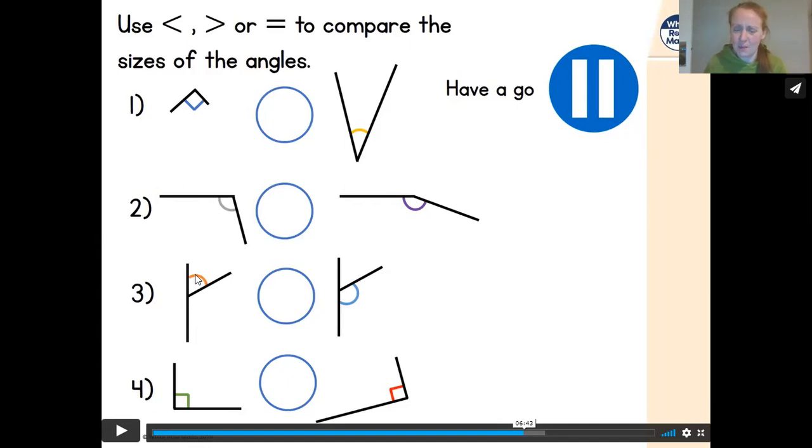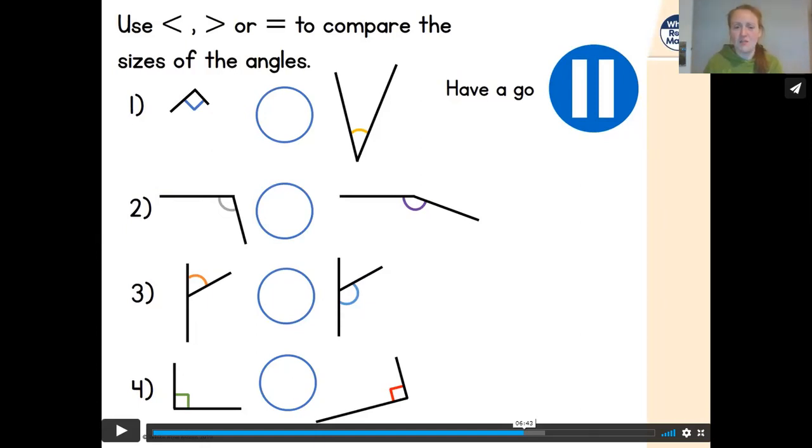It's on the same shape. On the same shape, two different angles. So this one is obtuse, so it's bigger. So my crocodile would go that way. And it would be, this acute angle is smaller than this obtuse angle. And then we've got two right angles, look, we can see by the symbol.